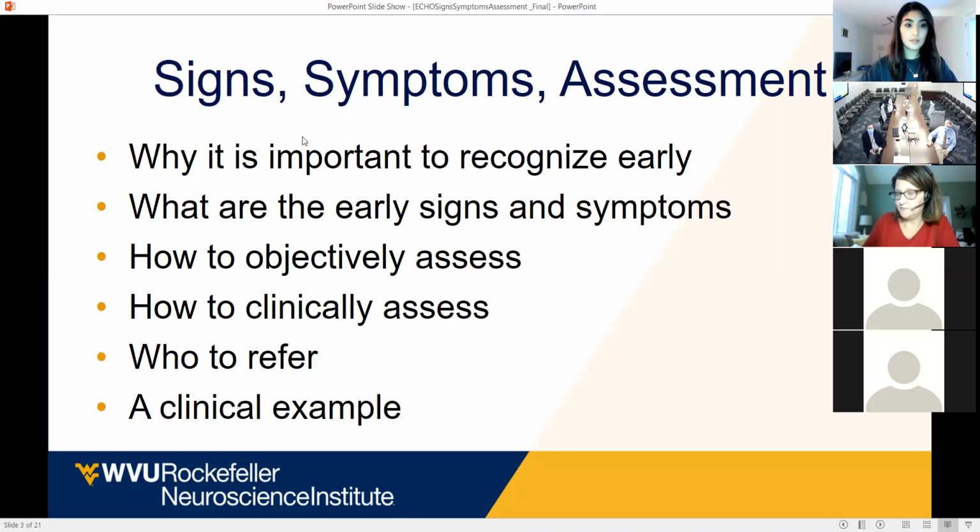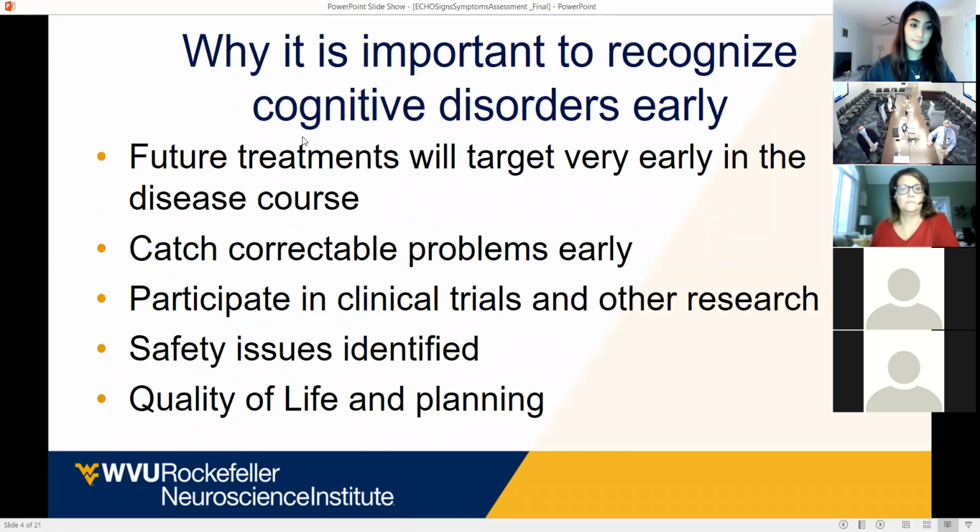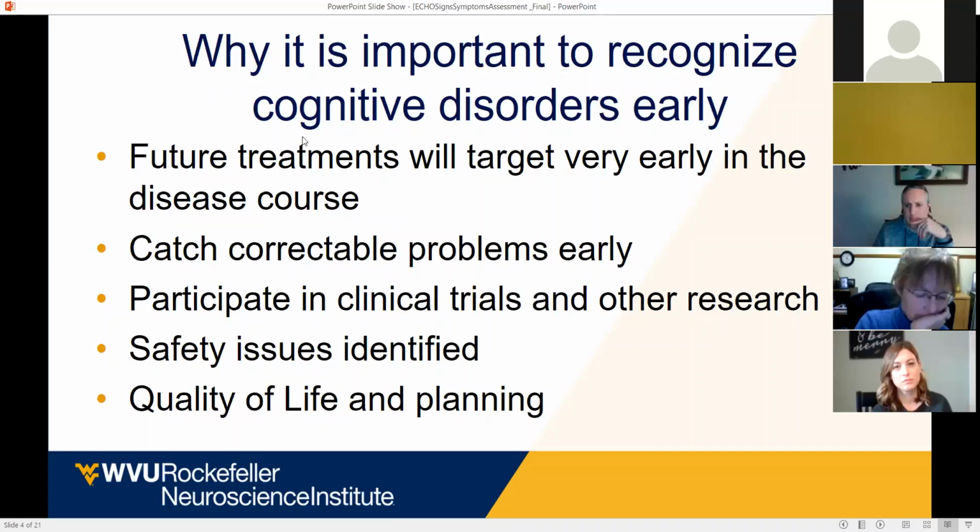also. And then, I don't know what that typo is there, who to refer, but what it was supposed to say is when to refer. And then have a brief clinical example that we can walk our way through and think about some of these issues with, and what you might do and what you're comfortable with. Next slide.